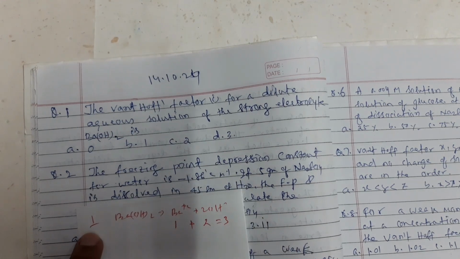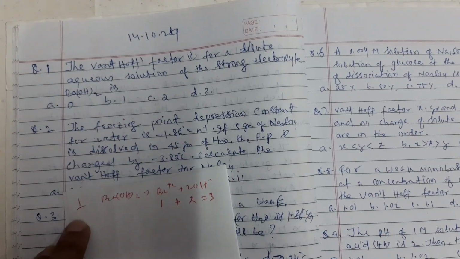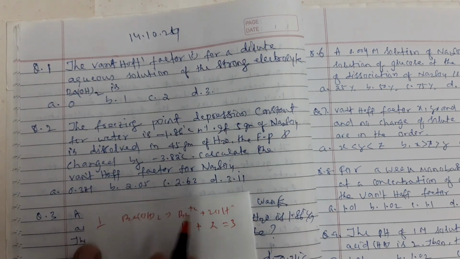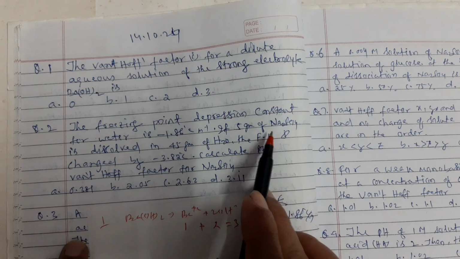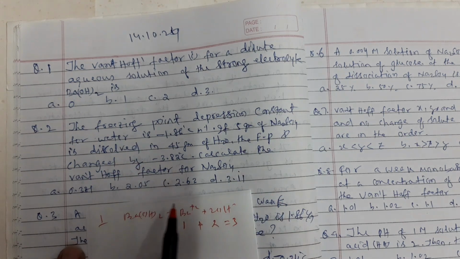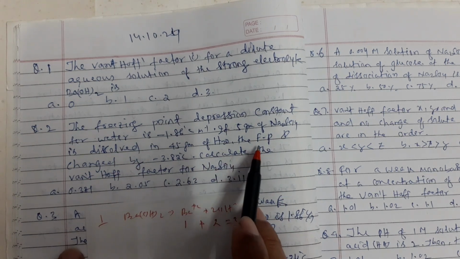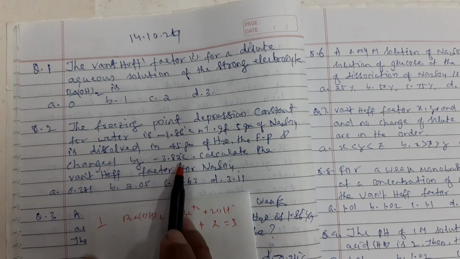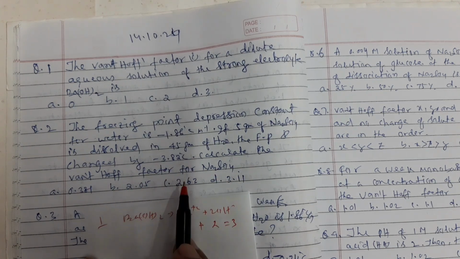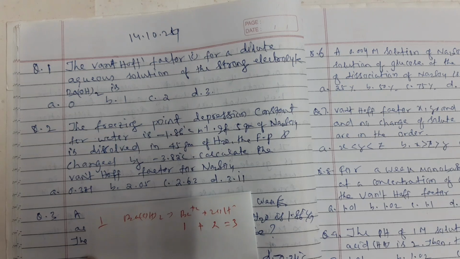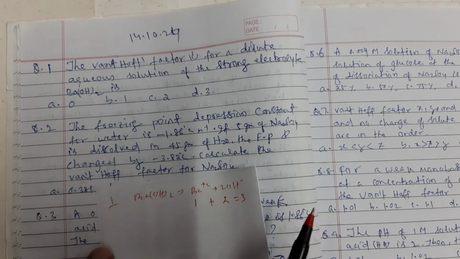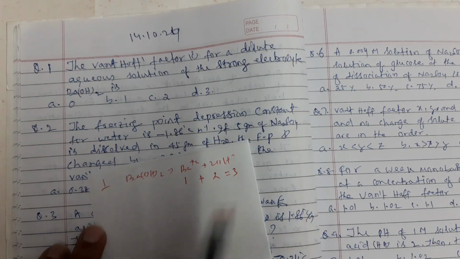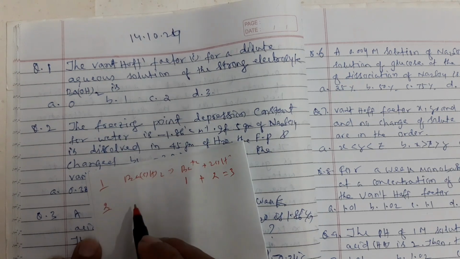Next, the freezing point depression constant for water is 1.86. If 5 gram of sodium sulfate is dissolved in 45 gram of water, the freezing point is changed by minus 3.82 degrees centigrade. Calculate the van't Hoff factor for sodium sulfate. Whenever such a question is asked, you have to use the formula where the van't Hoff factor is used. So question number 2.